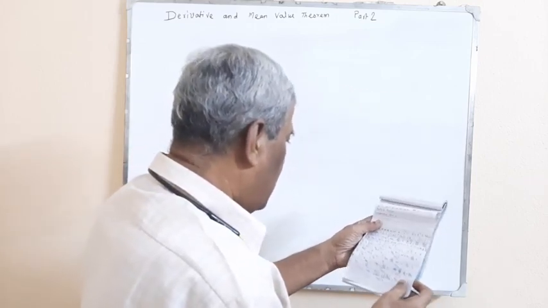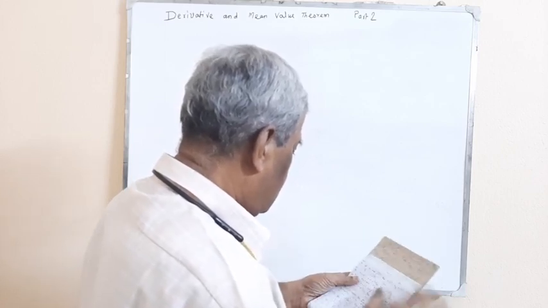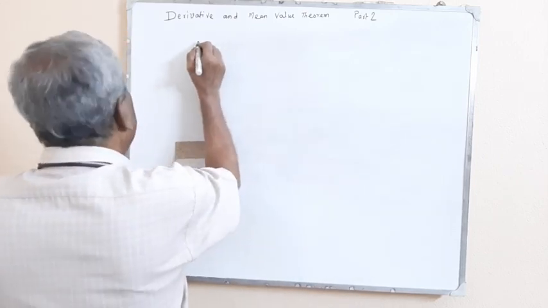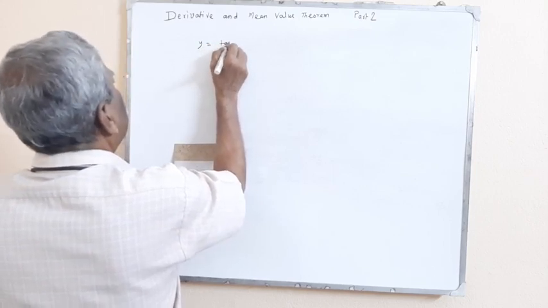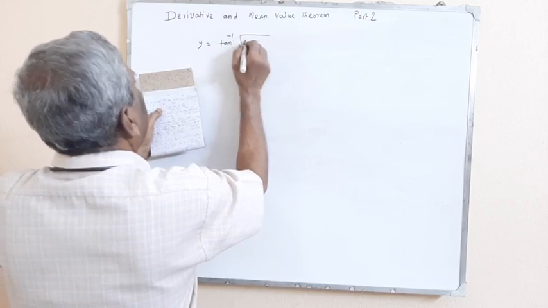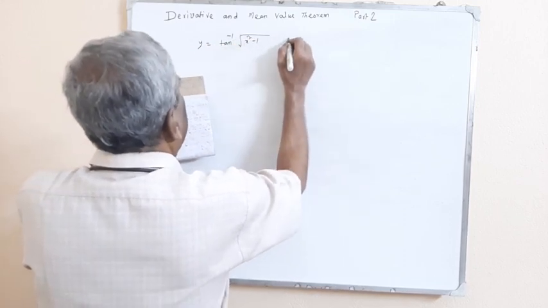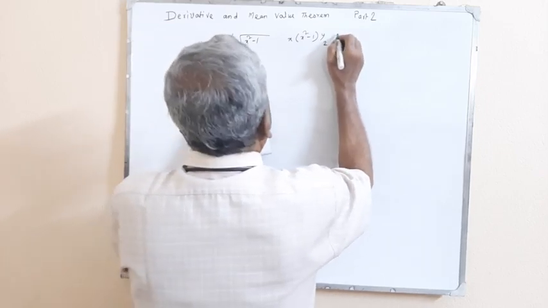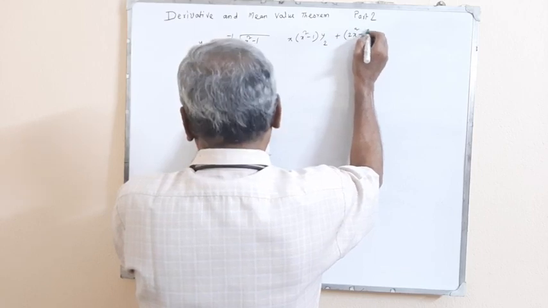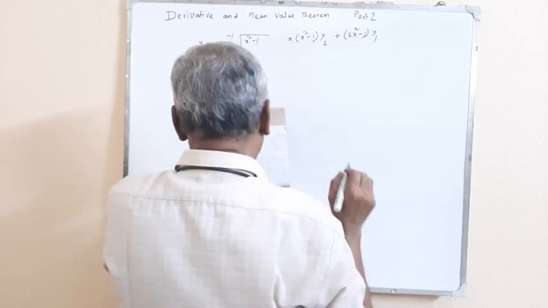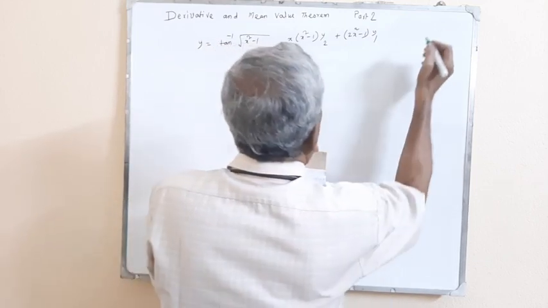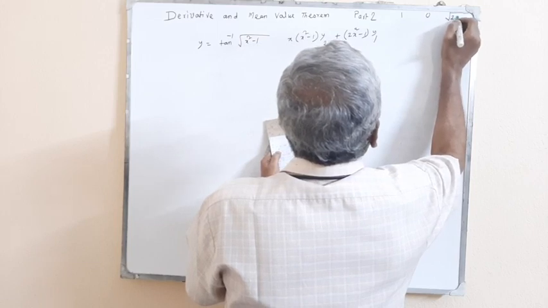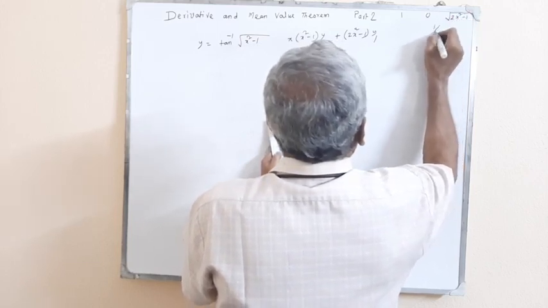Now let us see what is the next problem. Next problem is: if y is equal to tan inverse of root over x square minus 1, then x into x square minus 1 into y2 plus 2x square minus 1 into y1, this value is equal to, options: 1, 0, root over of 2x square minus 1, and 1 by x square.